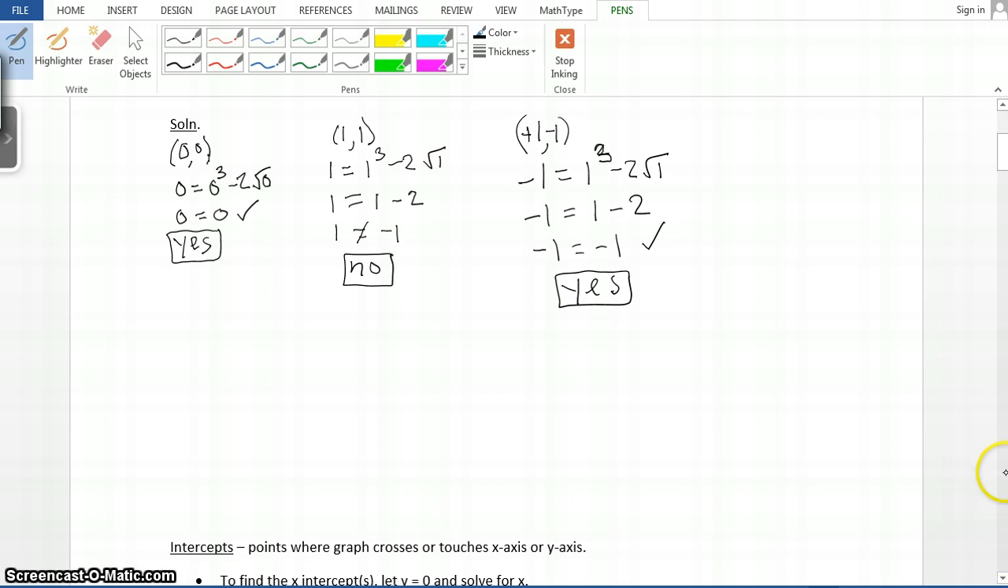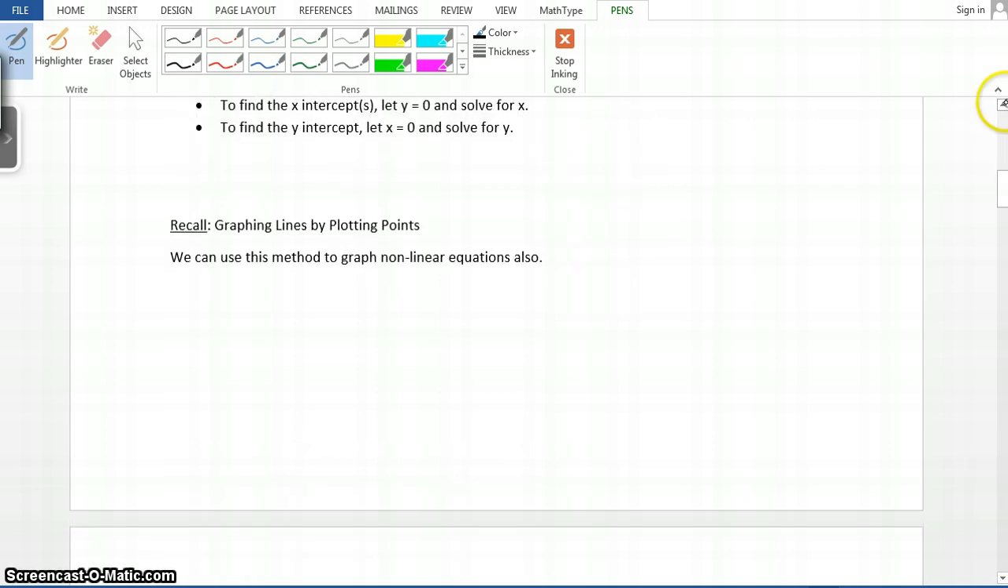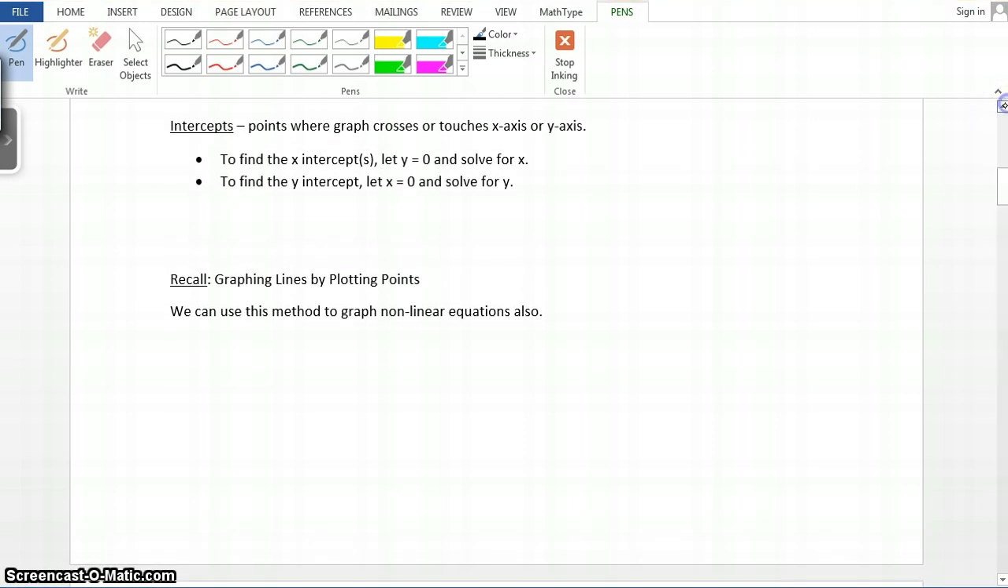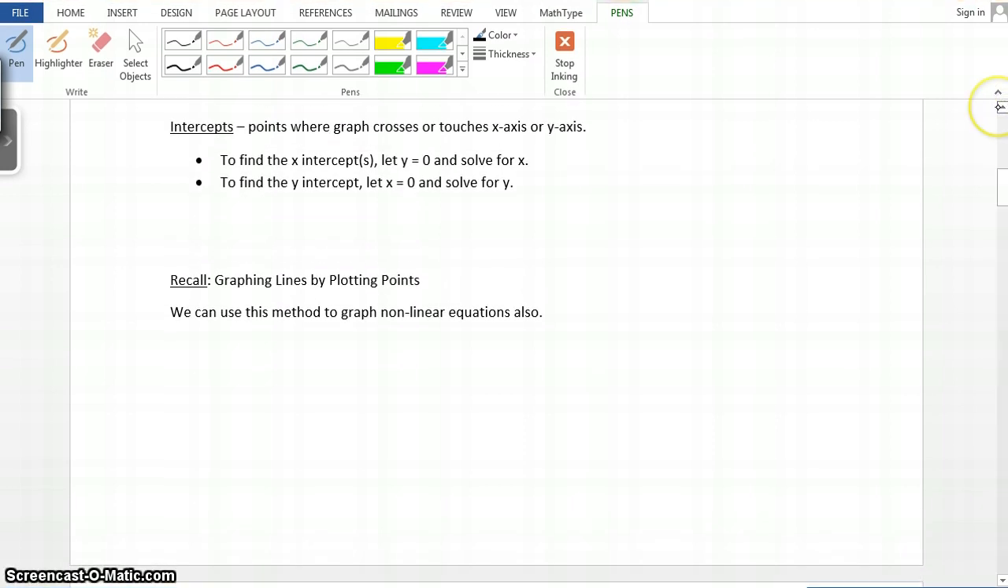Alright, let's scroll down and see what's down here. We're going to talk about intercepts down here. Alright, intercepts. There's a definition of what an intercept is. There's two different kinds because I've got two different axes. Those are points where the graph crosses or touches either the x-axis or the y-axis. So we will have x-intercepts and we will have y-intercepts.